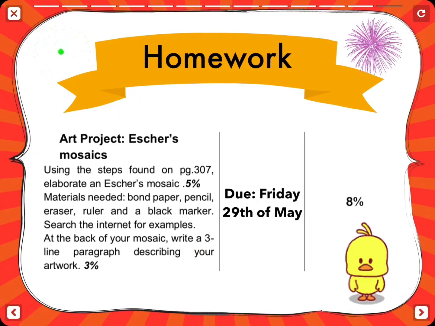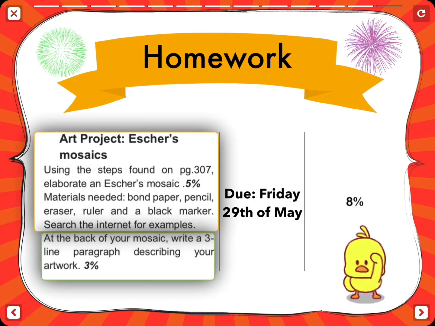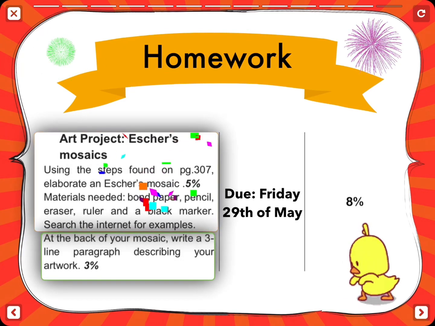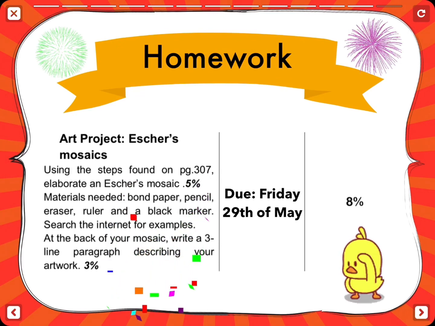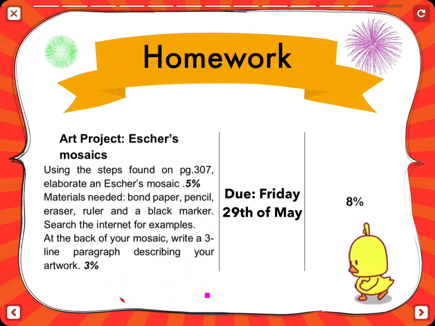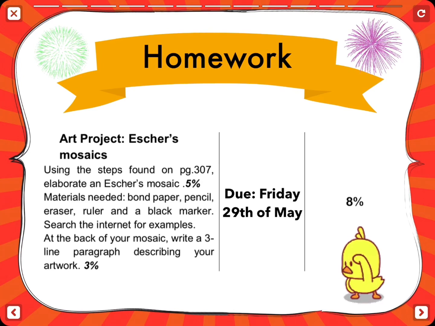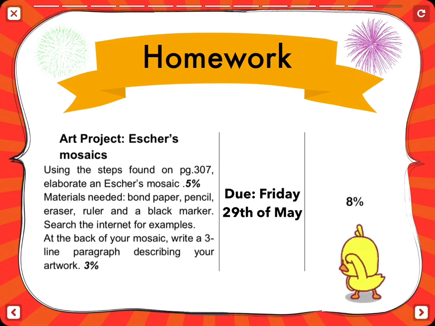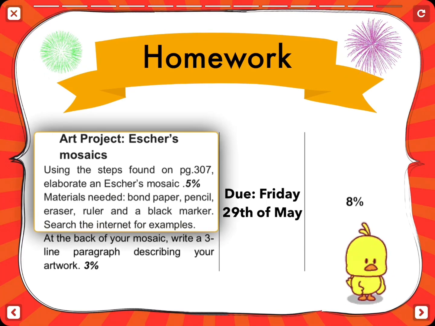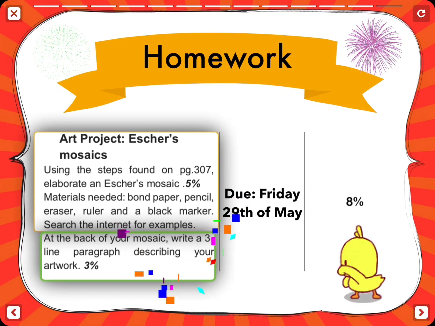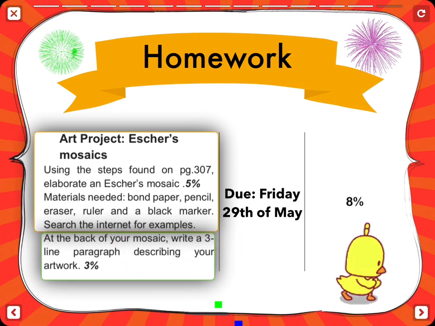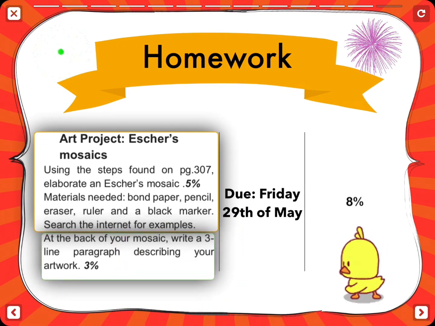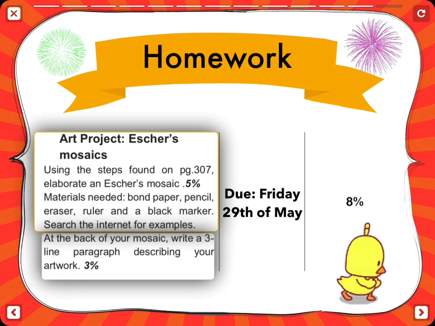This is your last homework for your English class. You can use the video we just saw as an idea to do your homework. You'll do an Escher's mosaic using the steps found on page 307. You're going to need a bond paper, pencil, eraser, ruler, and a black marker. You can also search the internet for examples. At the back of your mosaic or under it, you'll write a 3-line paragraph describing your artwork. The total of points for this homework is 8 points.